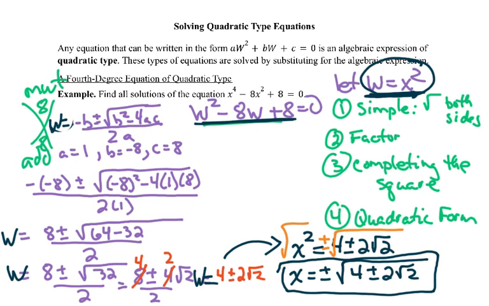So you now have all 4 techniques for solving quadratic type equations: simple, factoring, completing the square, and using the quadratic formula. And we can even get a little more advanced by changing something that looks like it's a quadratic type and getting a pretty complicated solution.